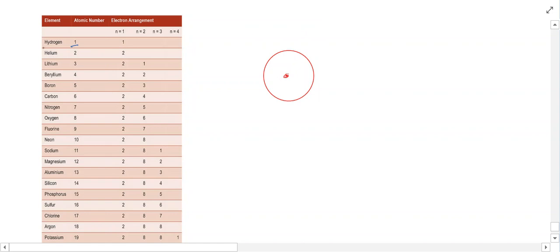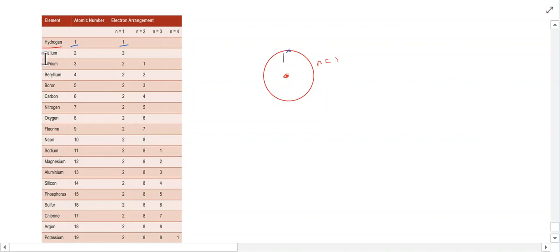So with hydrogen, hydrogen has one energy level, so this is n is equal to 1. This is the first energy level that's closest to the nucleus. Within this energy level, it can store one electron. It has one electron, and that hangs out here. So we can draw something like that. That would be the first energy level.